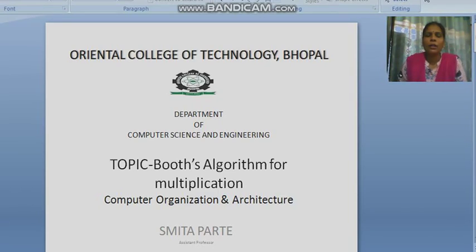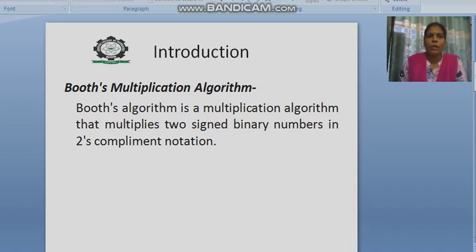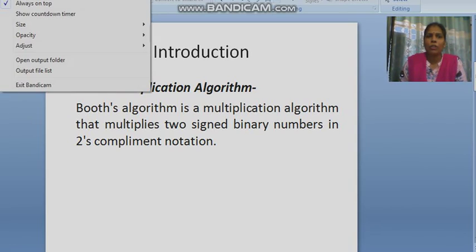Hello students, today we are going to discuss the topic Booth's algorithm for multiplication under the subject computer organization and architecture. Okay, so what is the meaning of Booth's multiplication algorithm? Basically, Booth's algorithm is a multiplication algorithm that multiplies two signed binary numbers in 2's complement notation.